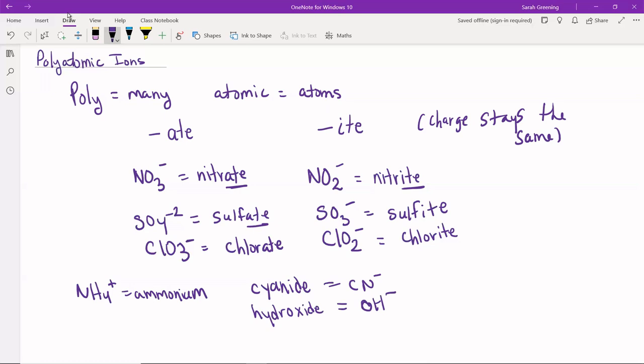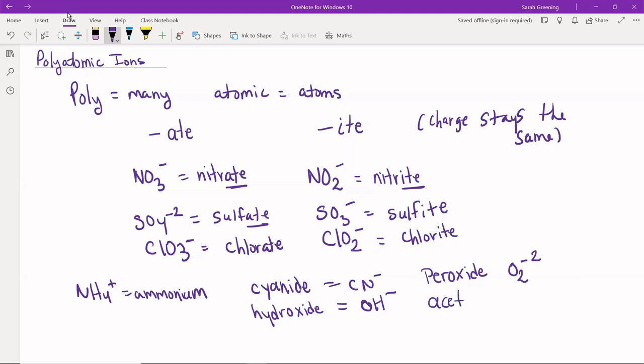Other particular ones that are perhaps a little more challenging to remember, peroxide. Peroxide is an interesting one because it's two oxygens. And I just remembered this one because there's two oxygens and it has a minus 2 charge. So I just simply remember 2, 2. You can come up with your own ways to memorize these.